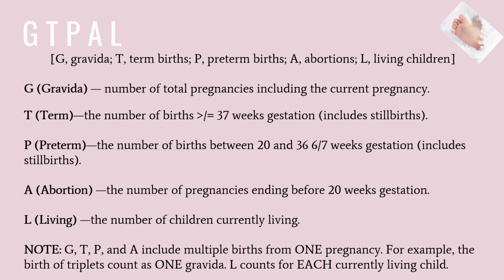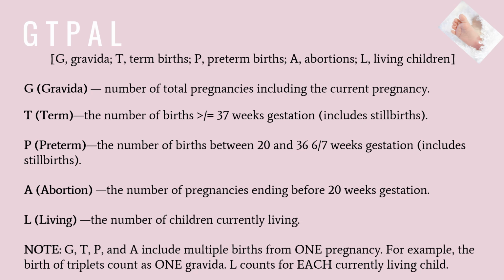Let's continue on. A means abortions. This is the number of pregnancies ending before 20 weeks. Remember, 20 weeks is the viable gestational age. And L means living. This is the number of children currently living.